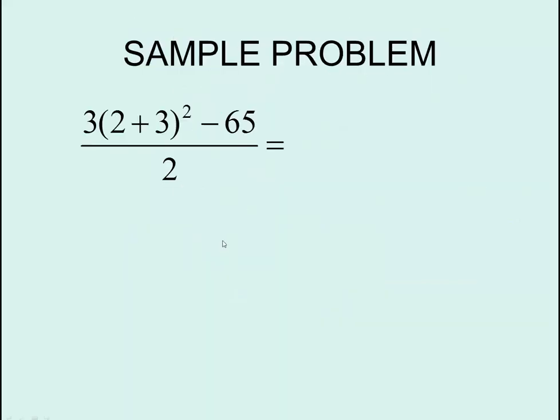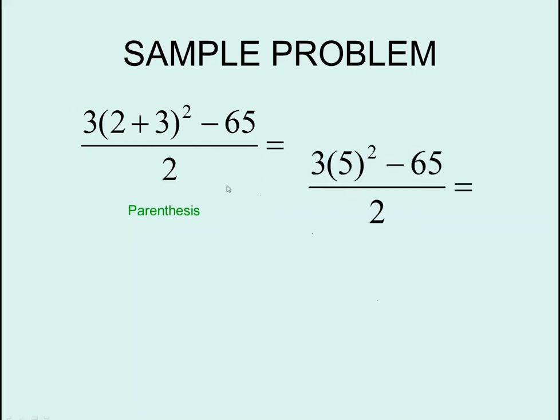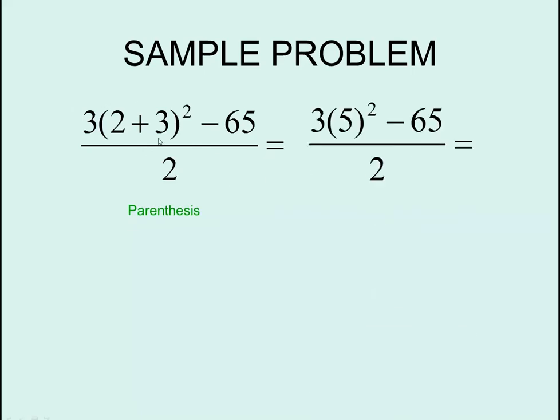All right, let's do another sample problem. Hopefully I won't mess up on this one. So when you look at this, you have this division, this fraction bar over here. So you have to take care of the entire numerator first before we do that. So we got to do the parentheses first. 2 plus 3 would be a 5. The 3 stays the same, right? The square is still there, and then minus 65. The only thing you changed was 2 plus 3 is that 5.